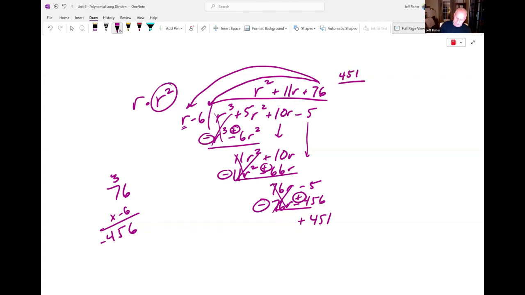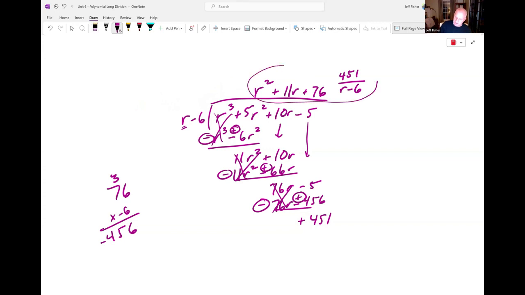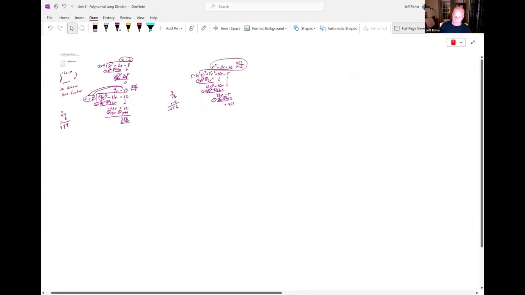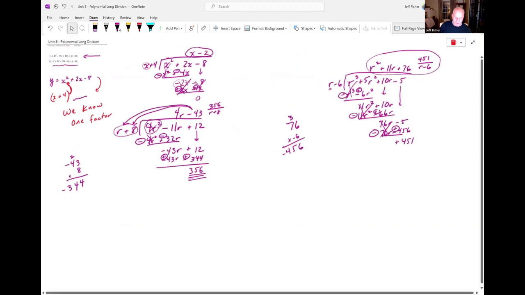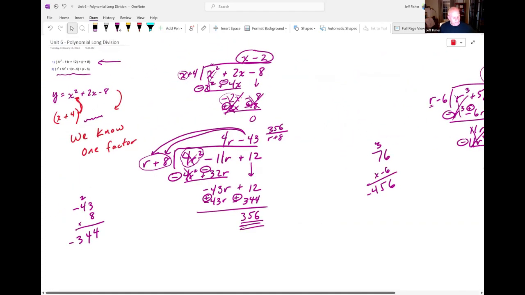451 divided by r minus 6, right? And that's what we're left with. This is the answer to our polynomial long division, okay? So you shouldn't have any trouble. That's all from worksheet 6.1. It's all about the polynomial long division, okay? You guys will have no trouble with that.